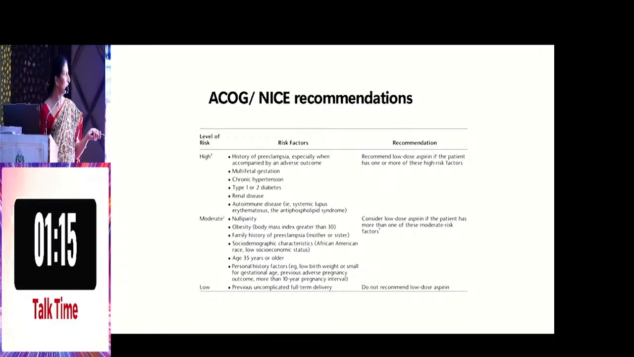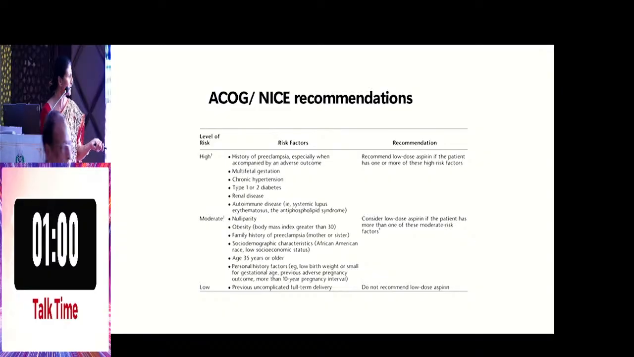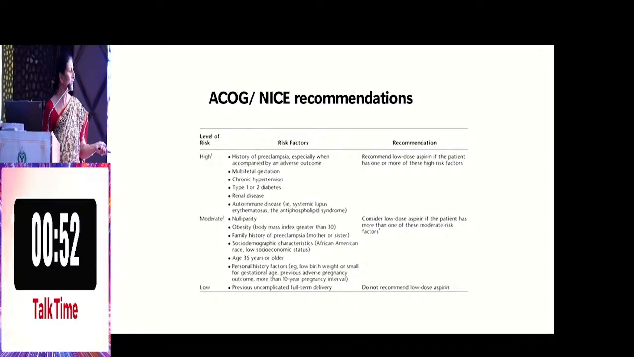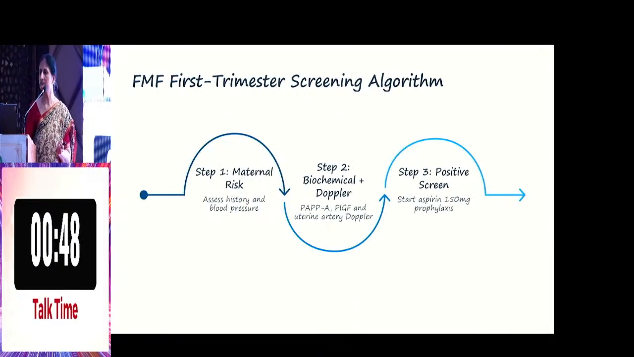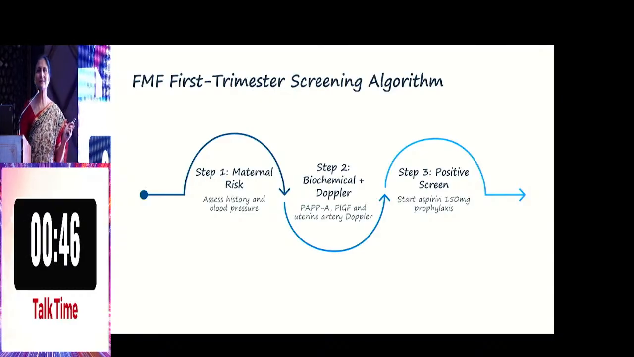The risk factors in moderate recommendation: use low dose aspirin if the patient has one or more of the high risk factors. If there are moderate risk factors like nulliparity, obesity, family history, socio-demographic history, even age more than 35 years old, personal history, consider low dose aspirin if the patient has more than one of these risk factors. If there is a previous uncomplicated full-term delivery, do not recommend low dose aspirin. So this is the last slide.